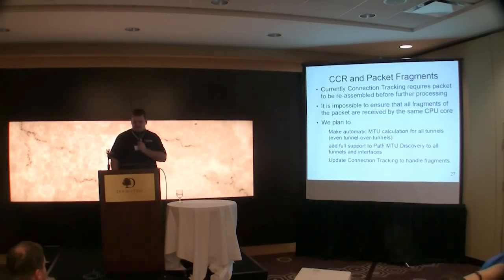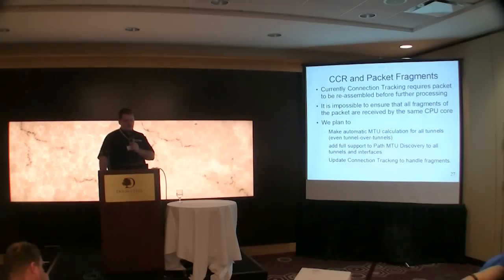So, next thing, CCR and packet fragments. So currently, connection tracking requires packet to be reassembled before further processing. So if you have some packet fragments and you just have enabled connection tracking, that's it. The packet needs to be reassembled. But it's impossible to ensure that all the fragments of the packet are received by the same CPU core. So basically that means that you will have to reassign CPU cores, and if we jump back to the first slide, re-segmentation is bad for your CCR. So basically, rule of thumb is, if it's possible, avoid packet fragmentation on CCR devices.